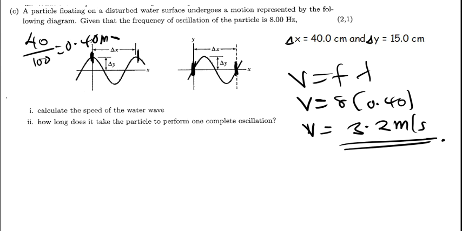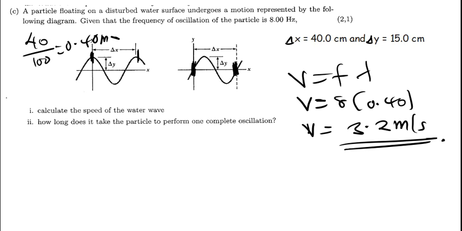The next question was, how long does it take the particle to perform one complete oscillation? One complete oscillation is just coming from this point reaching that point, meaning the wavelength is the same. Okay, so now in this case we want to find the period. The period is the same as time.